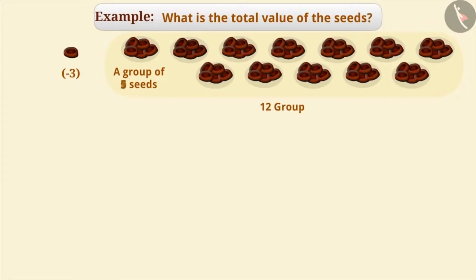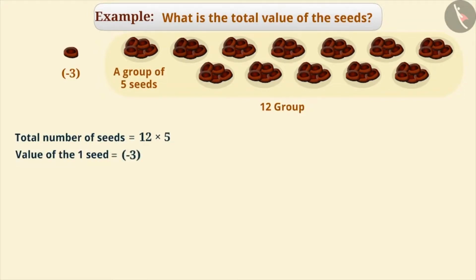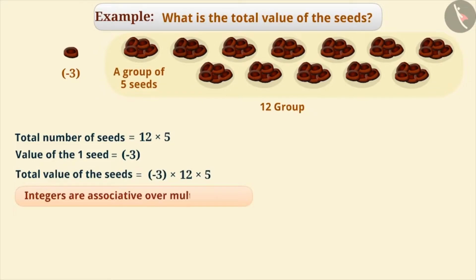Here 12 groups of 5 seeds each are formed. The total number of seeds can be found by finding the value of 12 multiplied by 5. The value of each seed is -3. To find the total value of the seeds, we need to multiply 12 multiplied by 5 with -3. Since integers are associative over multiplication, we can group the numbers in any order to multiply them.